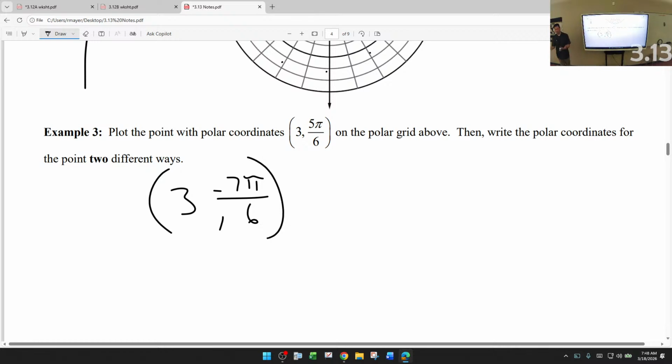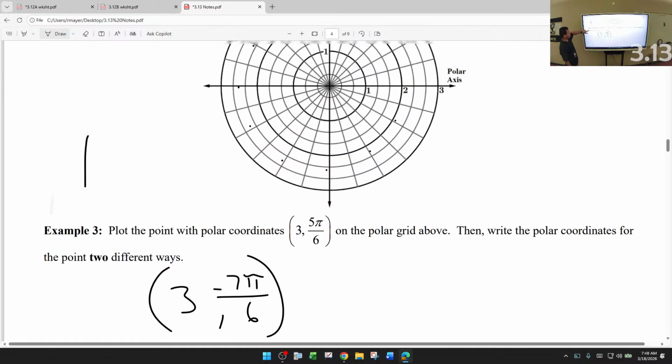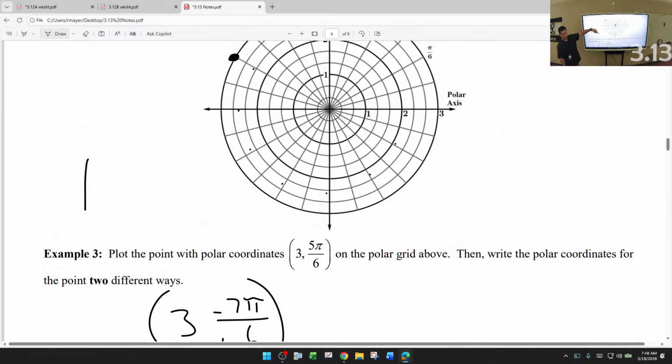Little bit different in the fact that it's R, theta. Don't put theta, R. R is first, which is a little weird because we're used to doing X, Y, and we're used to doing the X first. And really, you can't do 3 first. You got to do the angle first before you can do the 3. That's one way, right? And the other way is to go to quadrant 4. You can go negative or you can go positive.